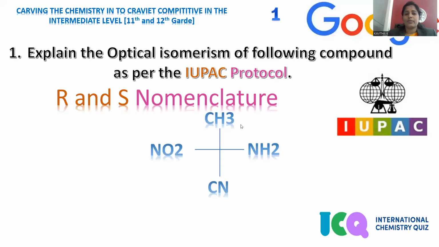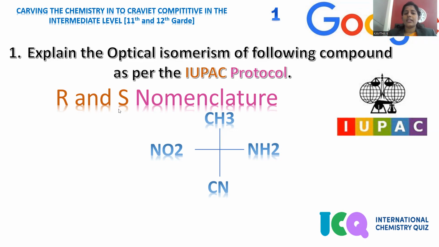Let's see question number 1. Explain the optical isomerism of the following compound as per the IUPAC protocol. IUPAC stands for International Union of Pure and Applied Chemistry, and according to this, RS nomenclature is to be designated: R for rectus, S for sinister. Where higher to lower priority moving in a clockwise manner is called R configuration, the absolute configuration as well, and S is anti-clockwise rotation. So moving in the opposite direction is said to be S configuration.